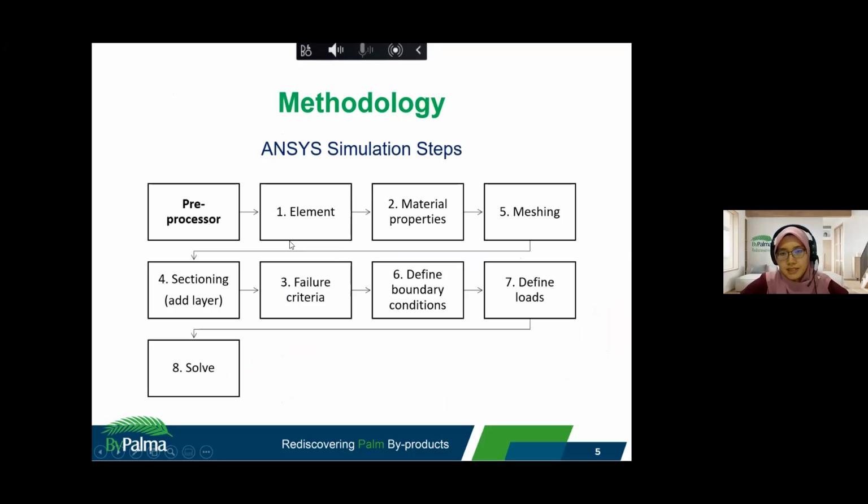So these steps are still the same for this analysis, except we have different things to change in these three elements. We are going to create a new element with a new size of specimen, since we have a different size of specimen for quasi-static and bending. Then we are going to define a different boundary condition and also different loads. Since we are using the same specimen, the material properties, the meshing, sectioning layer, and the failure criteria are all the same.